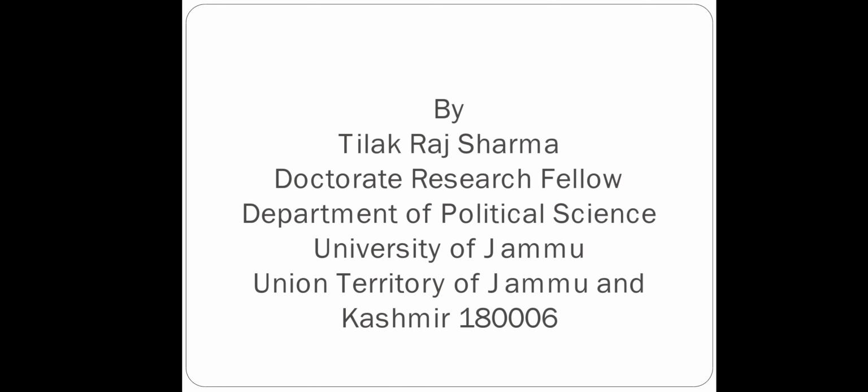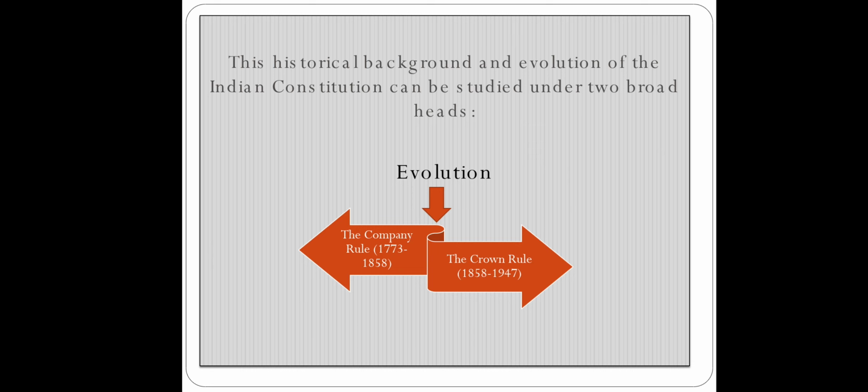The evolution of the constitution of India can be traced back, or divided, into two phases. One was company rule, from 1773 to 1858, and the second phase was the crown rule, 1858 to 1947. This lecture we will be dividing into two sub lectures. First we will be dealing with the company rule only.